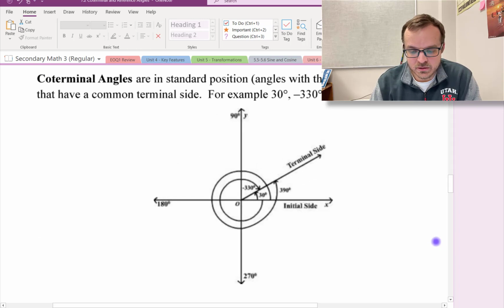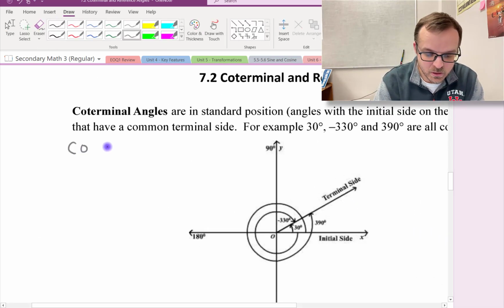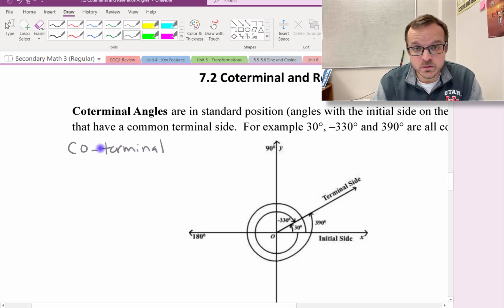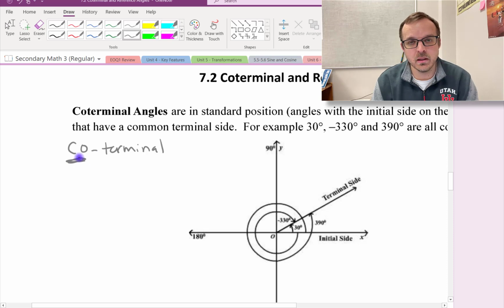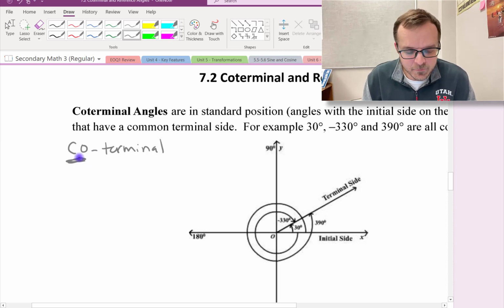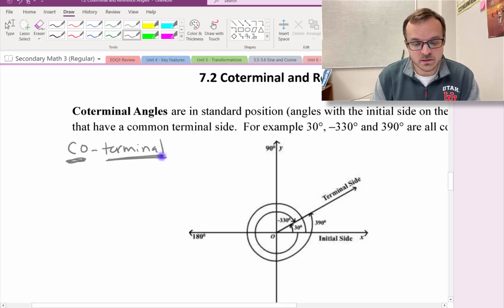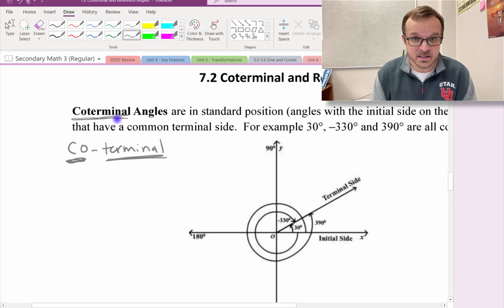Coterminal is actually kind of a word that's put together. It's two words, co and terminal, right? Co means alongside or with someone else, like when you play a video game and it's co-op, right? You're playing with someone else. And terminal just means to end. So coterminal angles really are angles that end together. And that's what we're going to be doing today, all right?